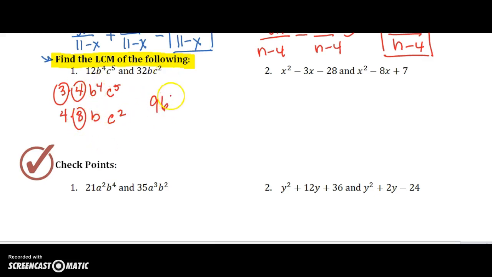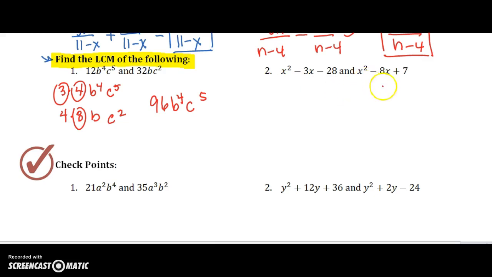And b to the 4th, because b is a multiple of b to the 4th, and c to the 5th. So the least common multiple, you have to have a number that everything can go into. So the least common multiple that 32 and 12 can both go into is 96. And you get that by taking one of each factor and multiplying them together. So you have to have one of each. So you have to have all 4 b's and all 5 c's.